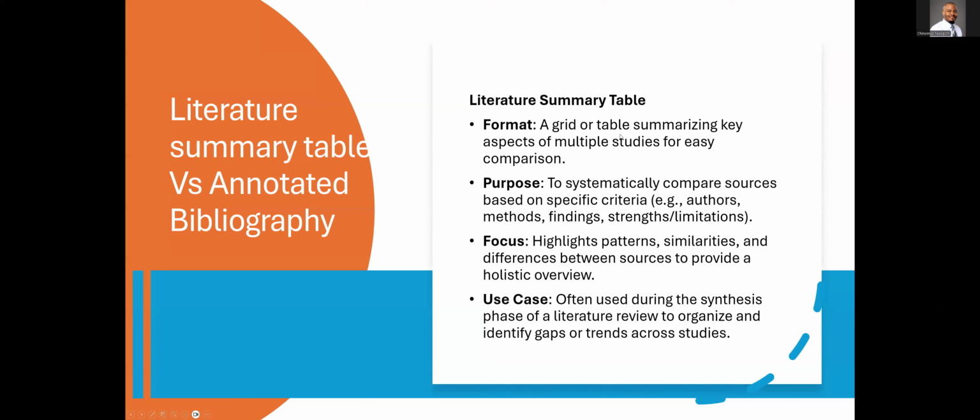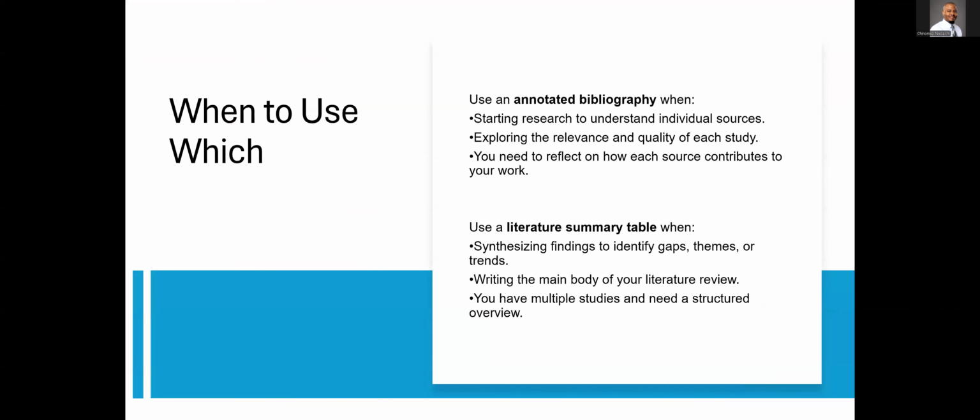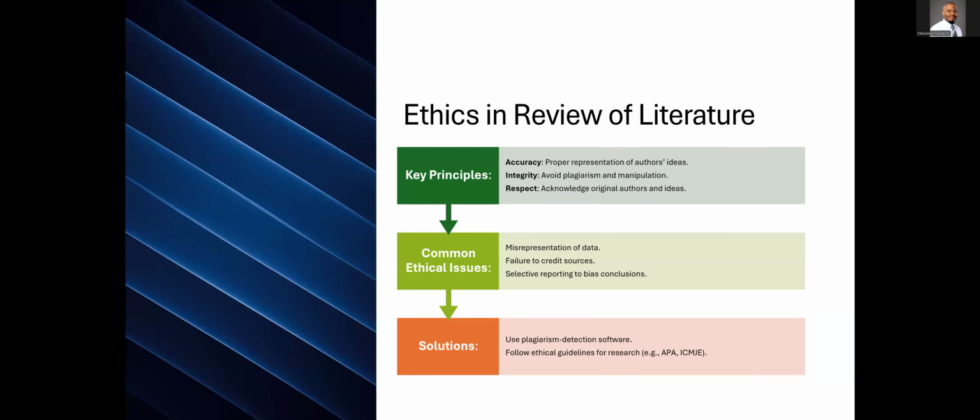It has to be in a grid or a table. There has to be a purpose, the focus, and it is often used during the synthesis phase of literature so that you can connect one site or one reference to another reference. All right. When do you use the tool? For an annotated bibliography, you can use it at the initial phase of literature, but then the literature summary table will be used when you are synthesizing and trying to identify gaps that exist in the body of knowledge.